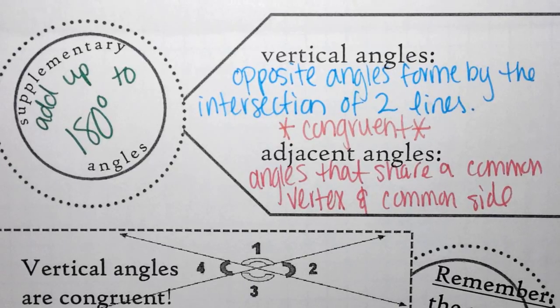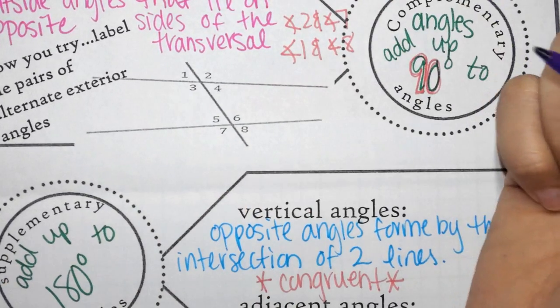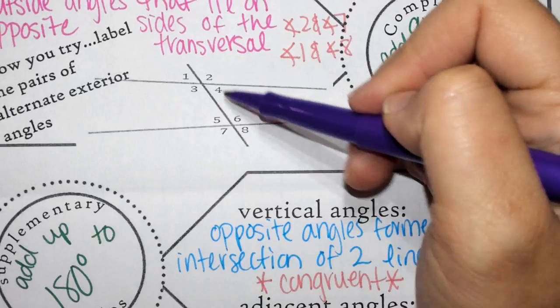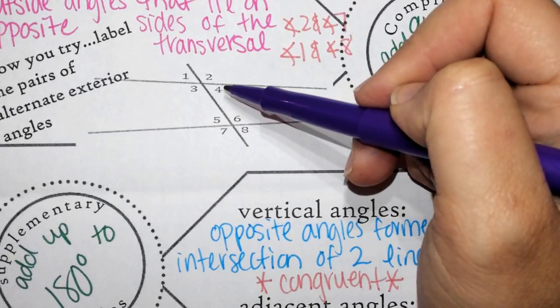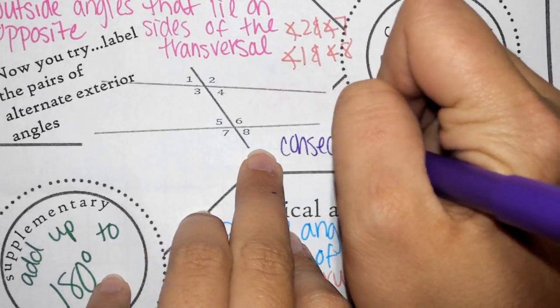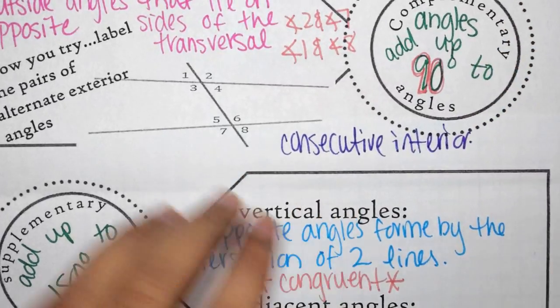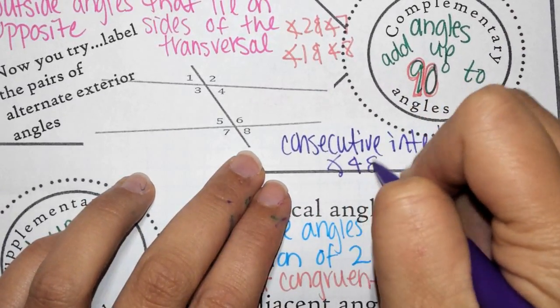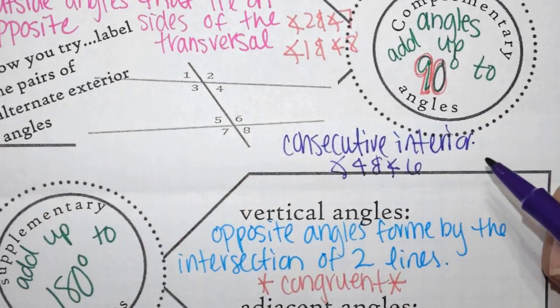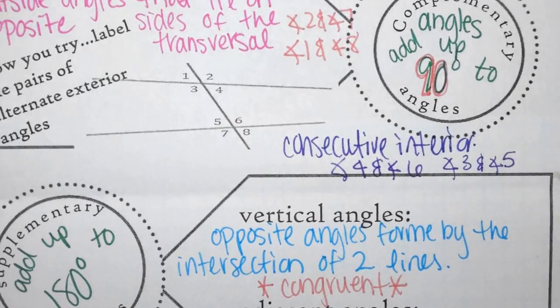It's called consecutive angles. What do you think that means? Something that's difficult. Alright, so consecutive angles are on the same side and they're interior. So consecutive interior are like 4 and 6. So consecutive interior, and we're going to do angle 4 and angle 6. What about on the other side? What would it be? 3 and 5. No.